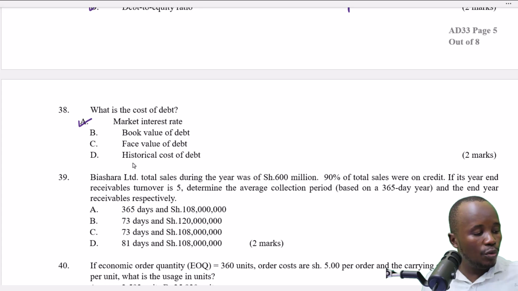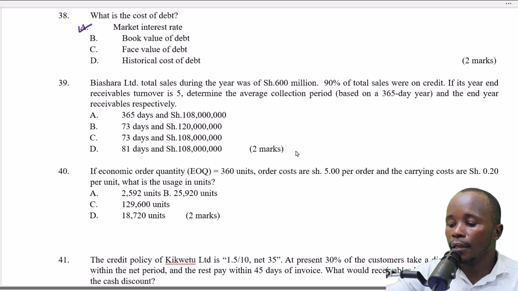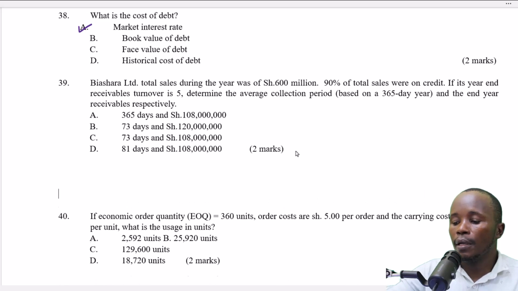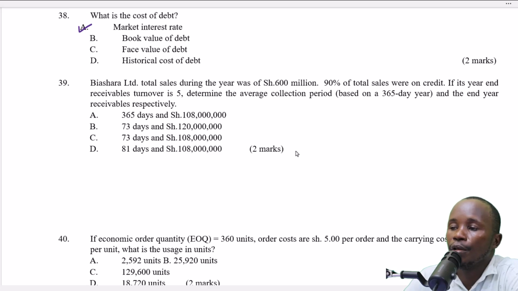We move on to question number 39. Here you are told, Biashara Limited total sales during the year was 600 million. 90% of sales were on credit. If its year-end receivable turnover is 5, determine the average collection period based on a 365 days year and the end year receivable respectively.